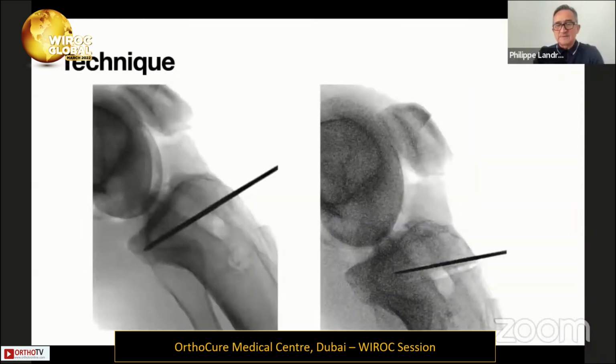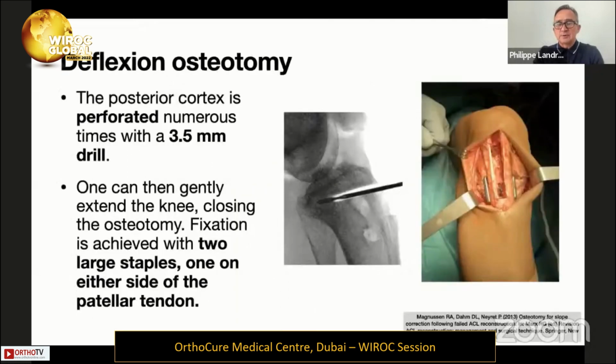So you see this fluoroscopy image. You reach the posterior cortex, you progressively remove the anterior cortex, you perforate the posterior cortex with the 3.5 millimeter drill. Pay attention to not go too far. You understand why? And then you gently extend the knee and you close the osteotomy in that way. Exactly the same procedure as when we do a closed valgus tibial osteotomy with the technique of closed lateral osteotomy.